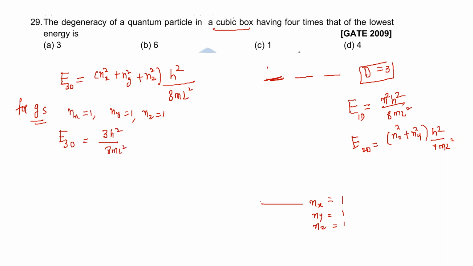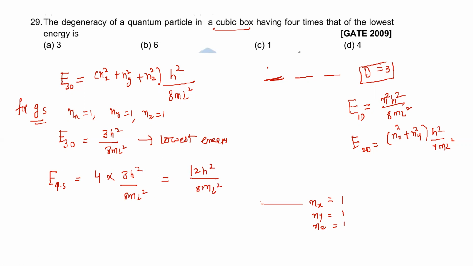Now there is another quantum state having energy 4 times that of the lowest energy. So this is the lowest energy. Now the new quantum state, the energy is 4 times the lowest energy, and it will give you 12h² over 8mL².